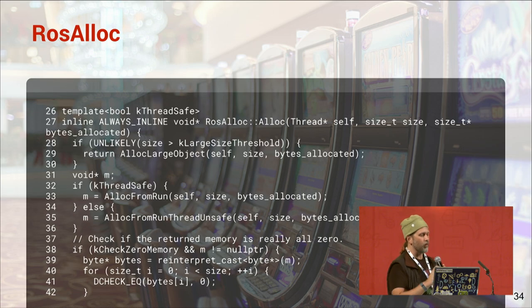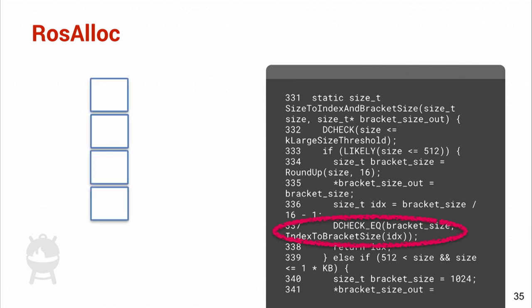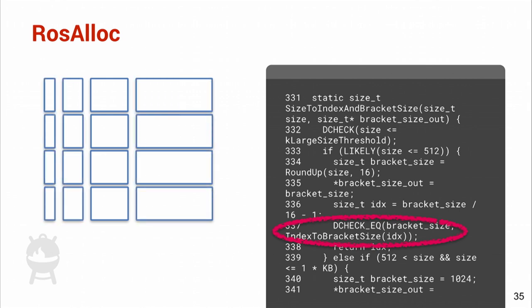ROS stands for run of slots, which is basically a fancy pants way of saying fixed sized block allocator. The slot is a fixed sized block. The run is an array of those blocks. And the allocator owns a set of runs. Each run has a different slot size, so it can hold objects of that size or smaller. And unlike my diagram, the number of slots in each run is actually calculated to make the run end as close to a page boundary as possible.